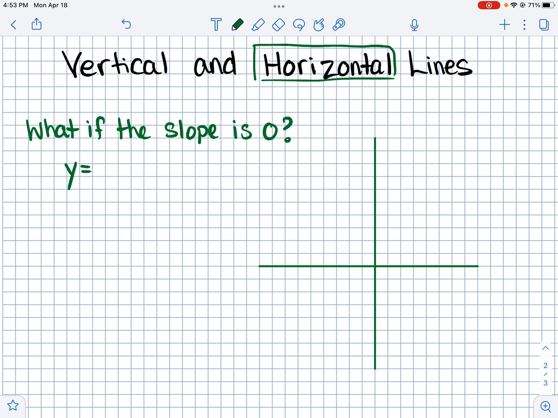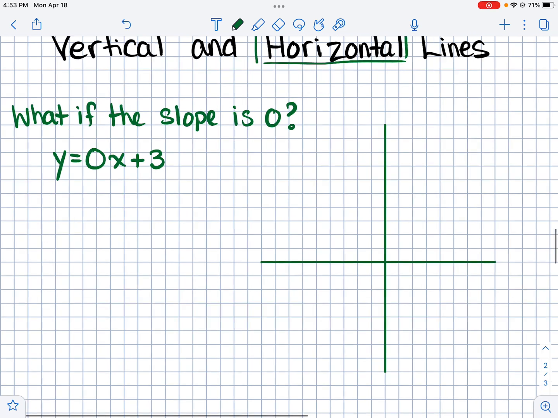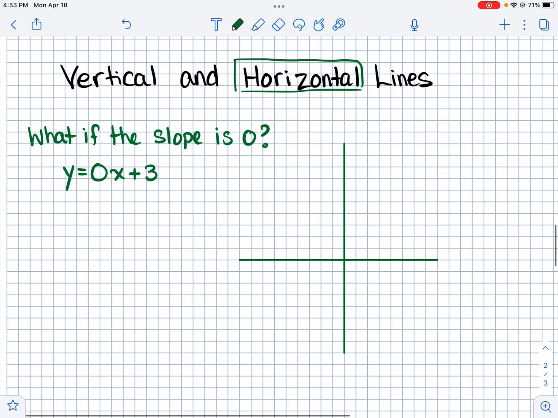So let's write the equation of a line that would have a slope of 0. So it would be like y equals 0x. And then the y-intercept can be whatever you want. Let's say we wanted a y-intercept of 3. Y equals 0x plus 3. But why would we bother writing 0x? We wouldn't. Because it doesn't matter what x is. That's always going to be 0. So really, you could just write the equation like y equals 3.